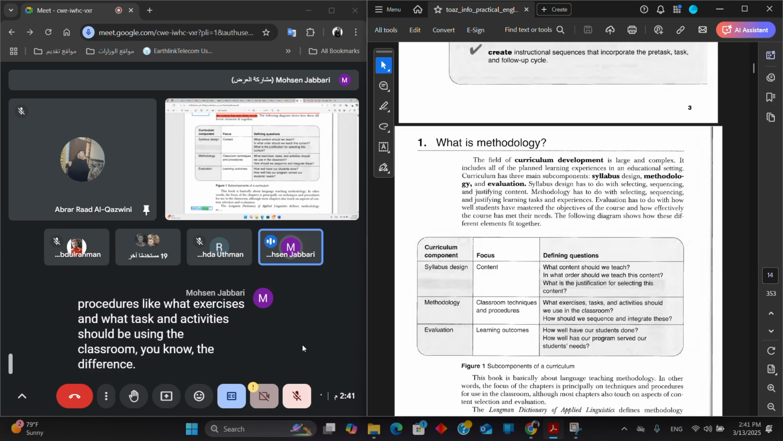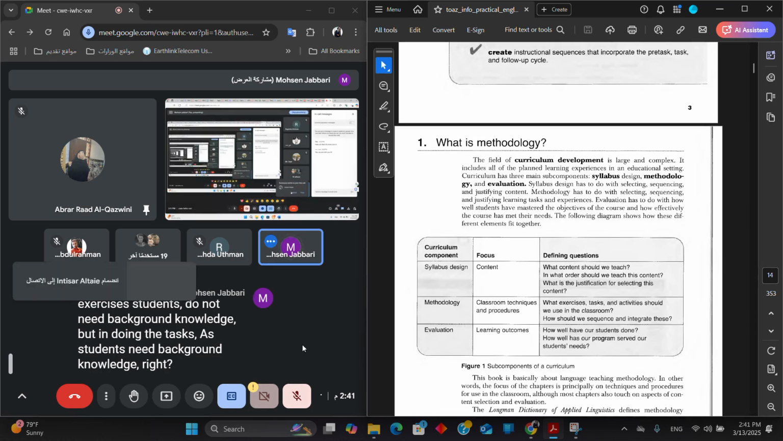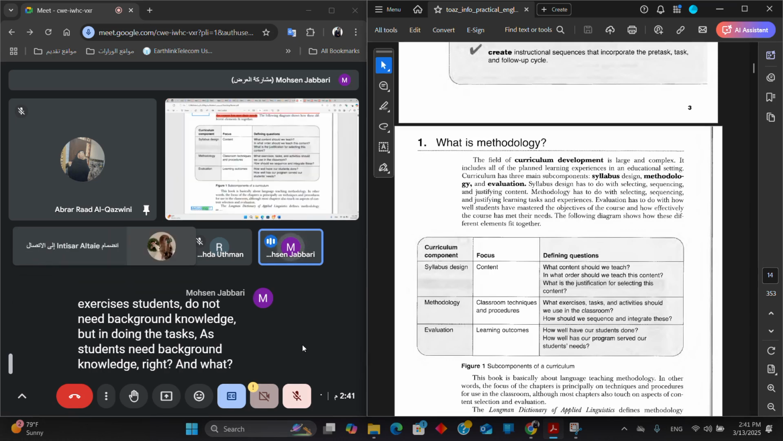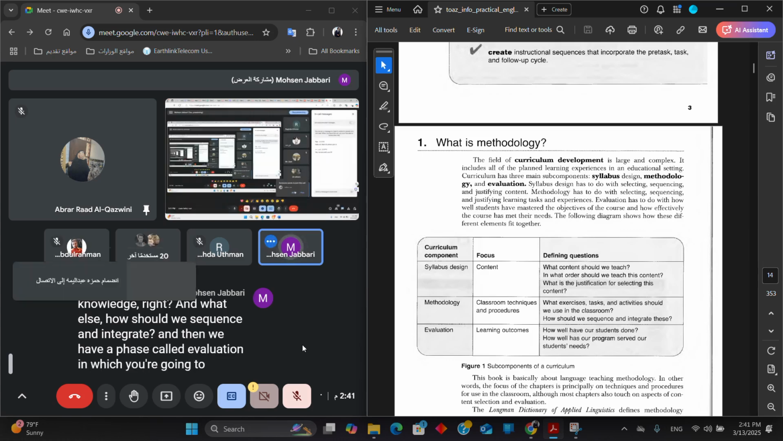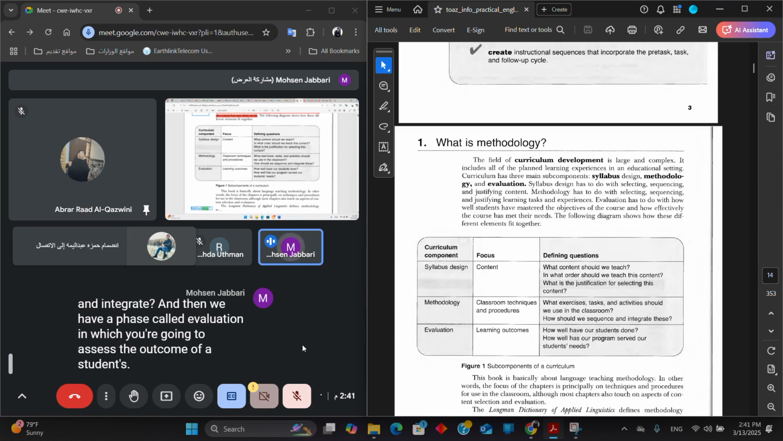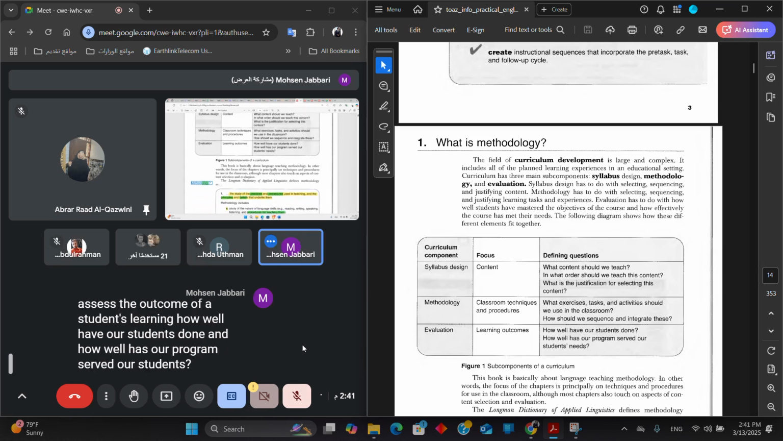The difference between tasks and exercises is that in doing exercises, students do not need background knowledge, but in doing tasks, students need background knowledge. And what else? How should we sequence and integrate? Then we have a phase called evaluation, in which you assess the outcome of a student's learning. How well have our students done, and how well has our program served our students' needs?